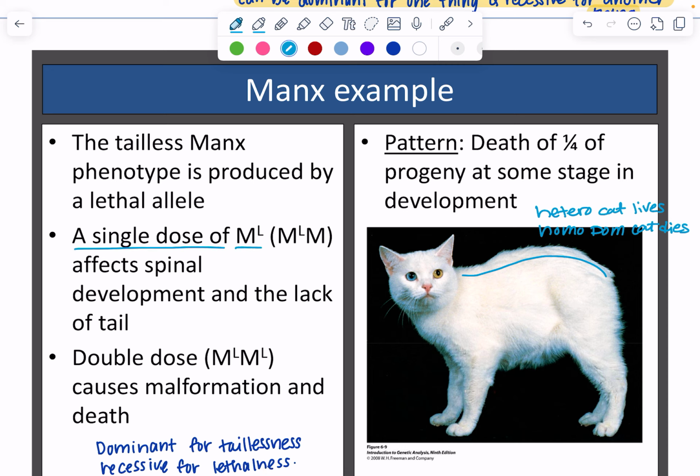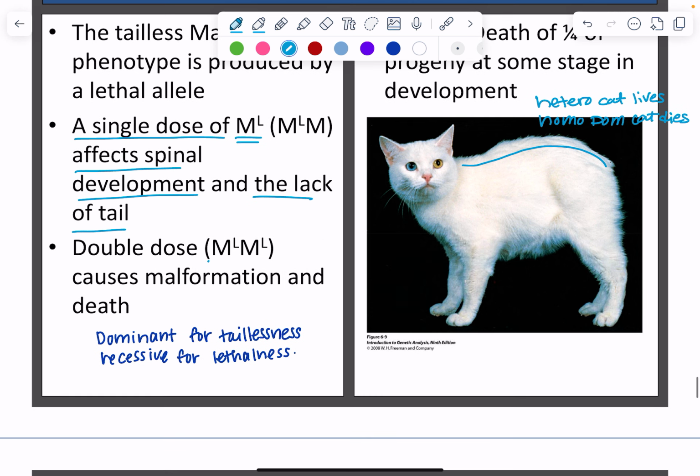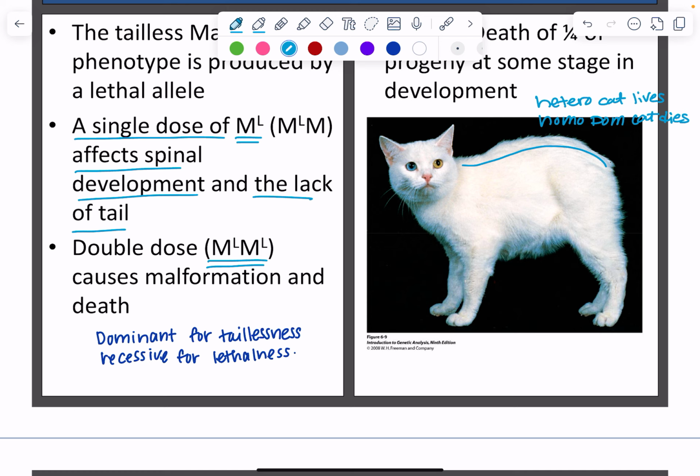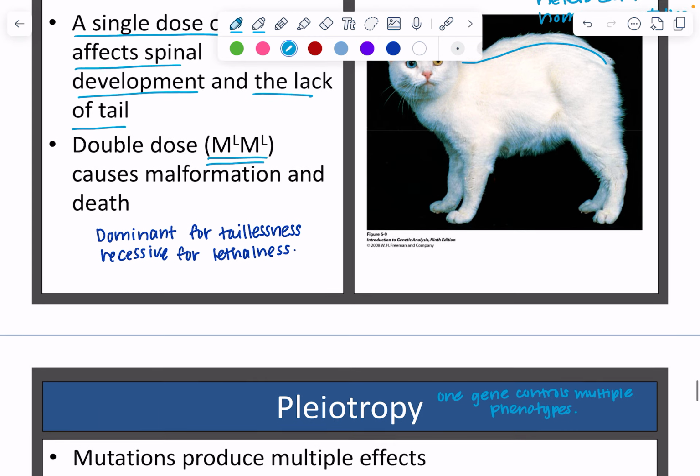A single dose of the M-L spinal affects the spine, but develops the lack of a tail. But a double dose of that causes malformation and then death. I have 2 Manx cats, so mine both don't have tails. They can produce tailed cats. That would be a recessive Manx cat for that gene.